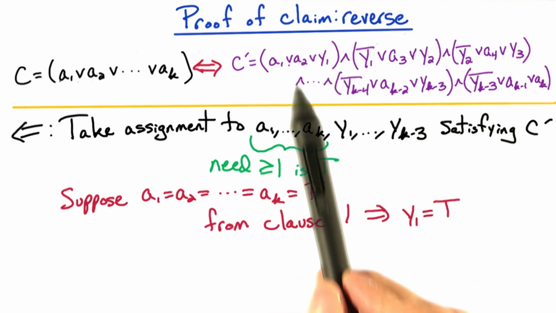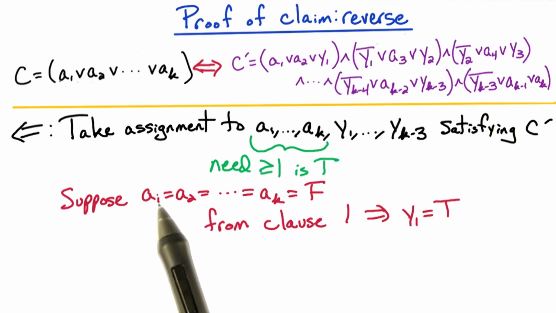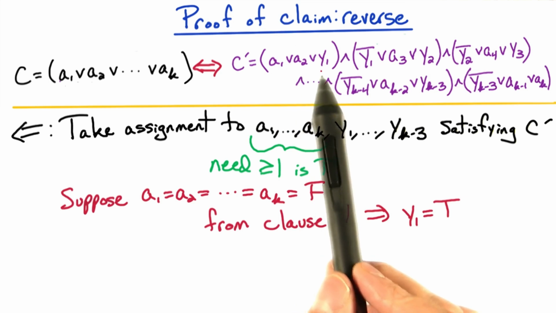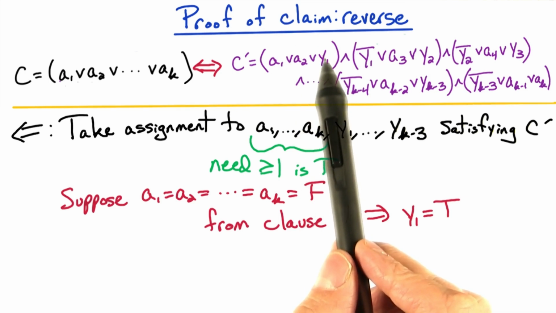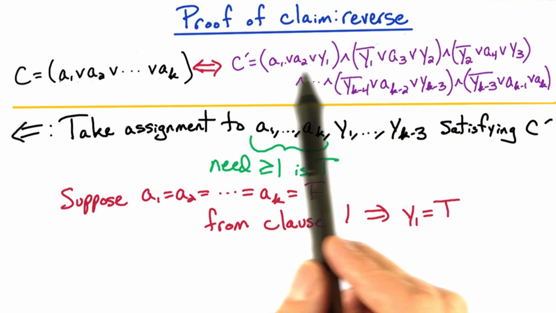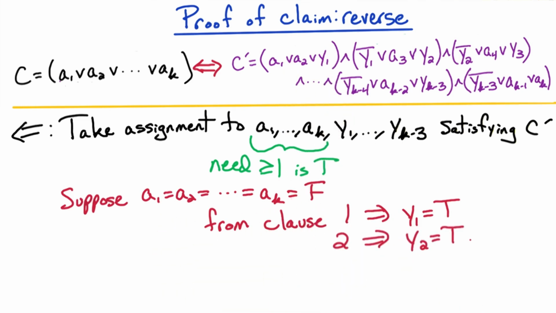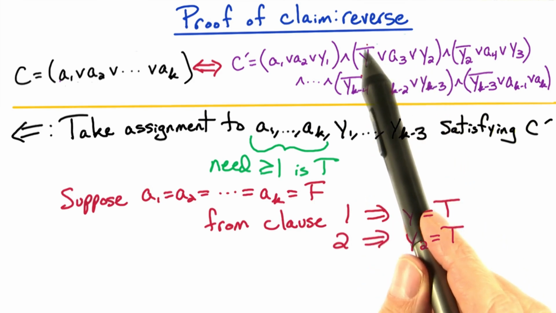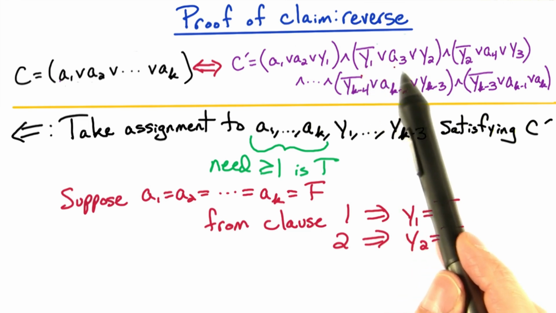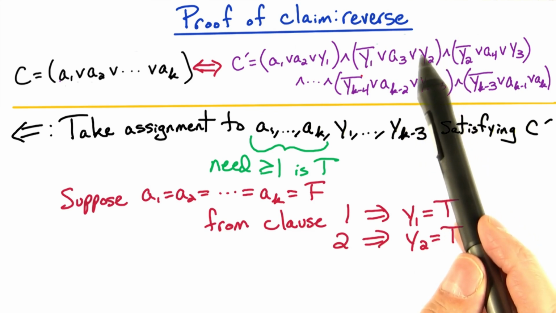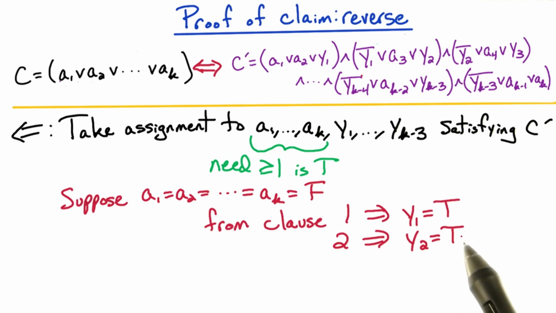Let's look at the first clause. Now we're supposing that A1 and A2 are set to false, so these first two literals are not satisfied, so the third literal must be satisfied. That means Y1 must be set to true. That's the only way to satisfy this clause under this assumption. Similarly, let's look at the second clause. Well, we're saying Y1 is true, so this literal is not satisfied. Also, A3 we're assuming is set to false, so this literal is not satisfied, so we better satisfy this third literal, Y2. So Y2 has to be set to true.